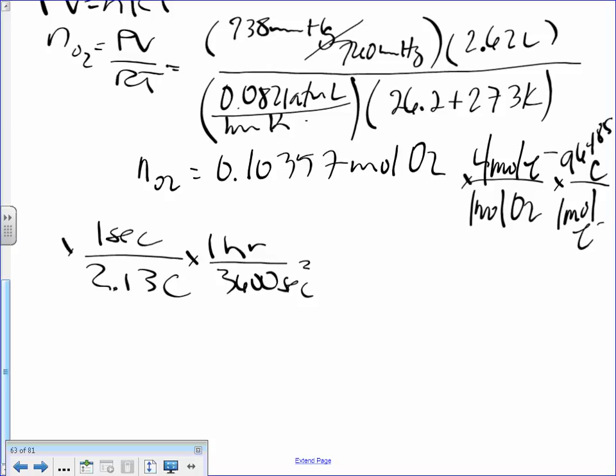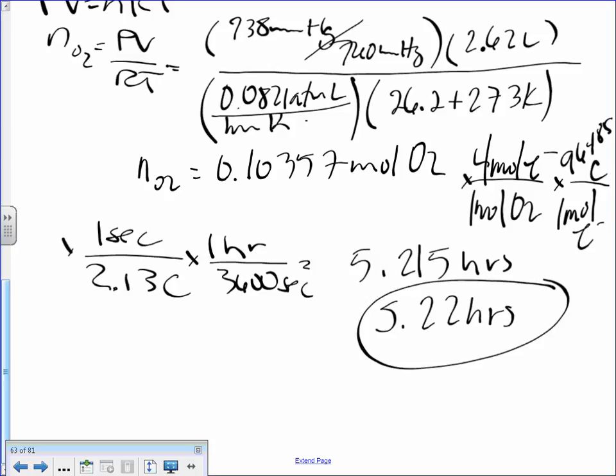Okie dokie. That is 5.12, or sorry, 5.21... 5.215 hours. I don't know why I have 4 sig figs here. It should be 3 sig figs. 5.22 hours. Okay. Whew. Sorry, that was my grand finale. I want to make sure you incorporate gases into electrolytic.